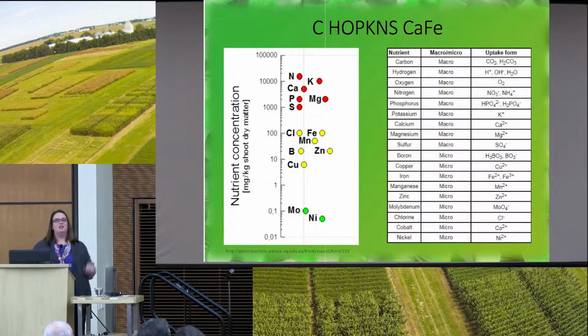Carbon, hydrogen, and oxygen are in the beginning, right? Those are the ones that we get from water and air, and I kind of just push those off, right? They're not coming from my soil.